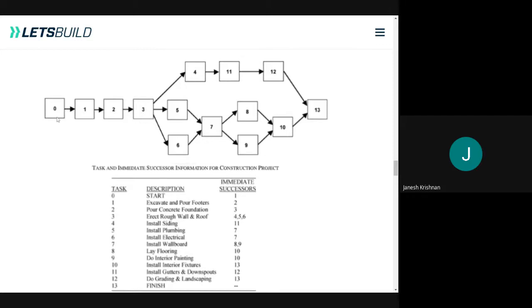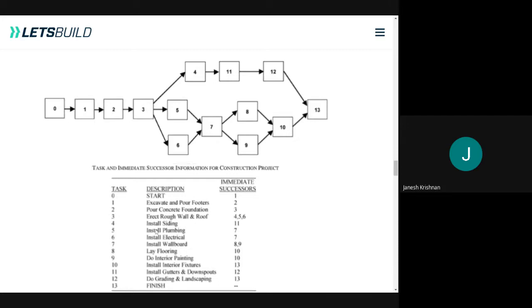So you can see there are many tasks: 0, 1, 2, 3, 4, 5. So these are all events. We have got 13 events. Each event has a description. So 1 is excavating, pouring footers. 2 is pouring concrete foundation. So arrow 1 to 2 means we are going to pour the concrete. Okay, this is a network.